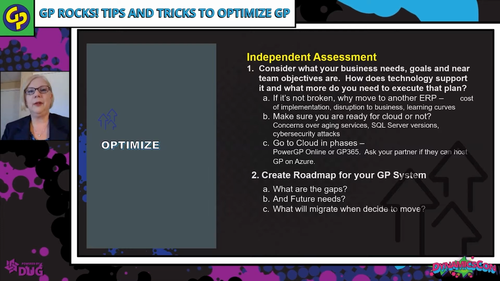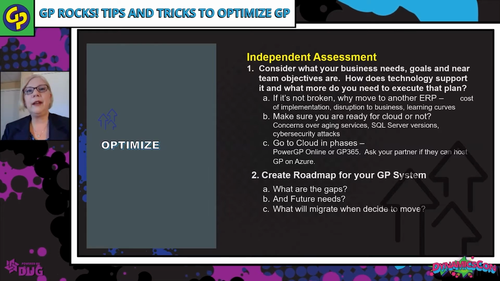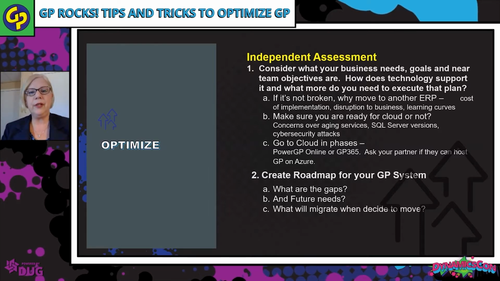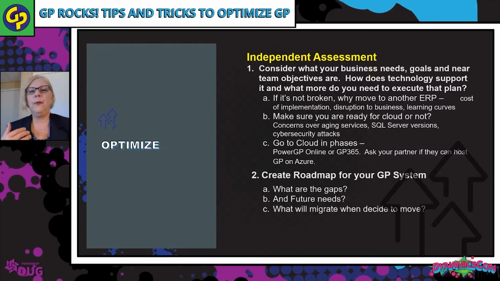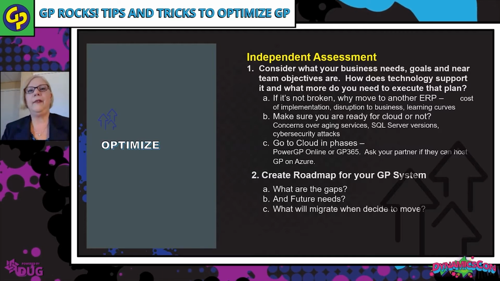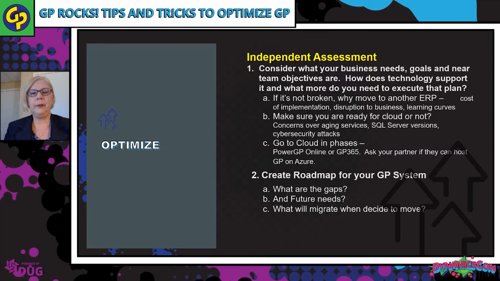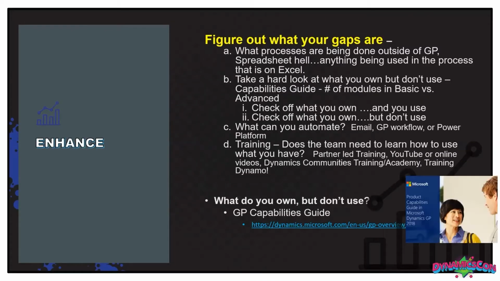So create that roadmap for your system. What are your gaps? What are your future needs? And then what timing do you have to migrate to one of those platforms? And once you figured out what your gaps are, what processes are being done, for example, things that are being done outside of GP, right? I always look at, well, how many things are being done on spreadsheets or manually, the sneaker net, right? People are still moving paper around, or now virtually.